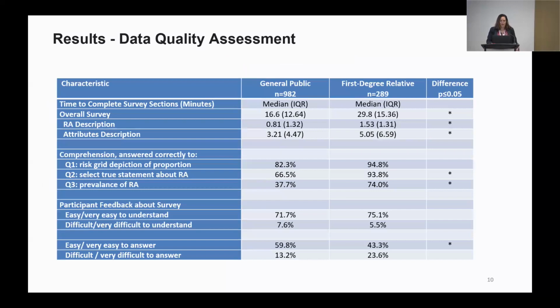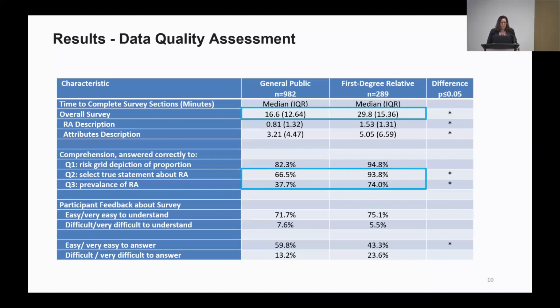So I put on some select results here. And the first thing is the time to complete the study. I mentioned you can speed through. Well, here, there's a difference in the time spent on the study. Now, the general public here is on the left. They took a median time of about 16.5 minutes to 29.8 minutes for the first degree relatives. So you can see there's a difference here. First degree relatives are taking more time. There are a lot of reasons that this could be, but we'll start with this observation.